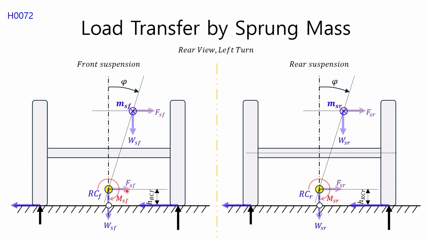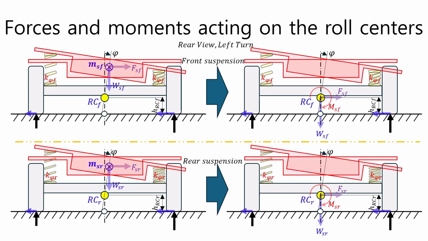Here, the moment capital MSF generates the force through the suspension spring and anti-roll bar, and front lateral force FSF acting on the roll center generates the force through the front suspension link. The rear suspension can be described in the same way as the front suspension. Since the lateral load transfer of the sprung mass is an important concept, let's take a closer look at the forces and moments acting on the roll centers. First, let's look at the moment acting on the roll center, and then the force acting on the roll center.